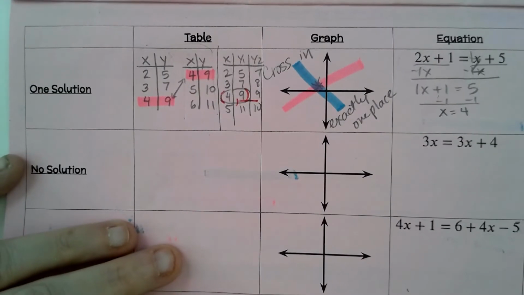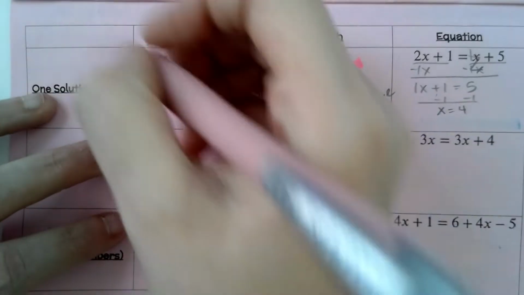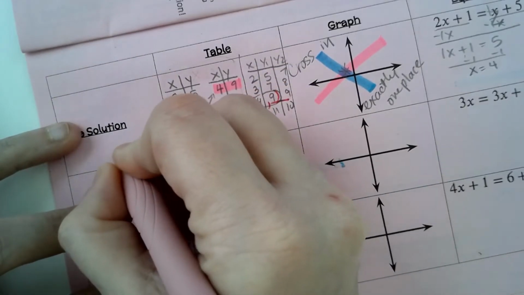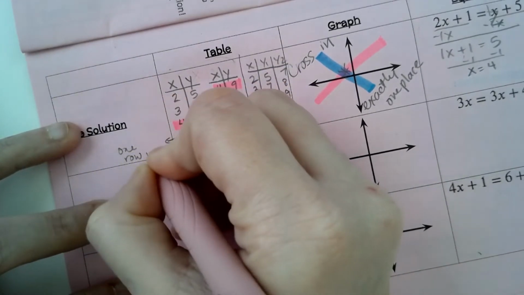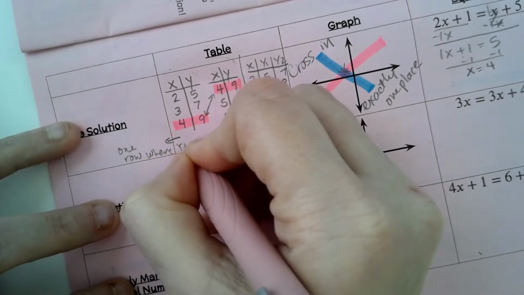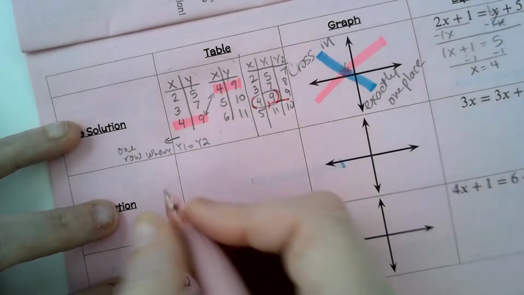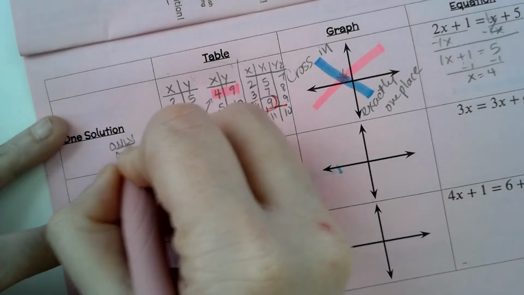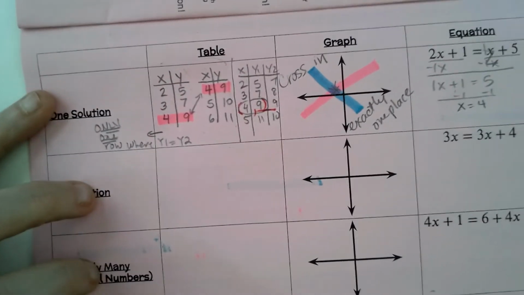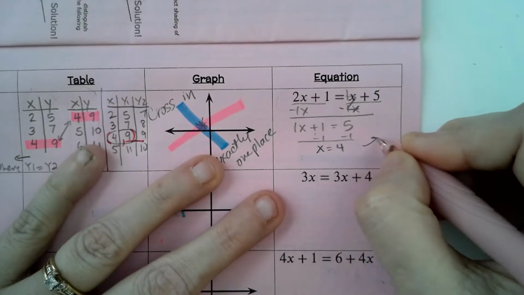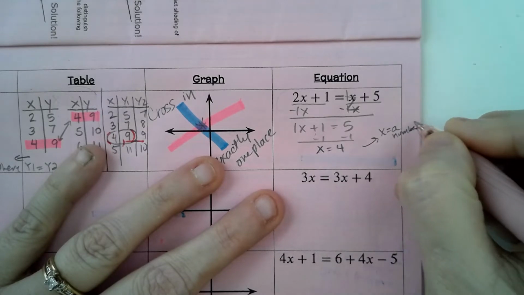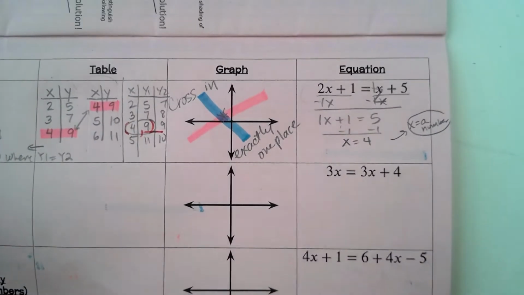That's what happens when we have one solution. We're going to see one value. We're going to see x equals something. We're going to have one row. So right here, we're going to say one row where y1 equals y2. Only one row where y1 equals y2. And then we're going to have x equals a number. Okay, x equals a number.